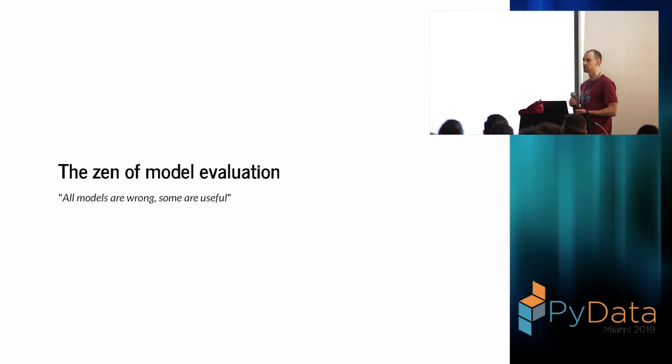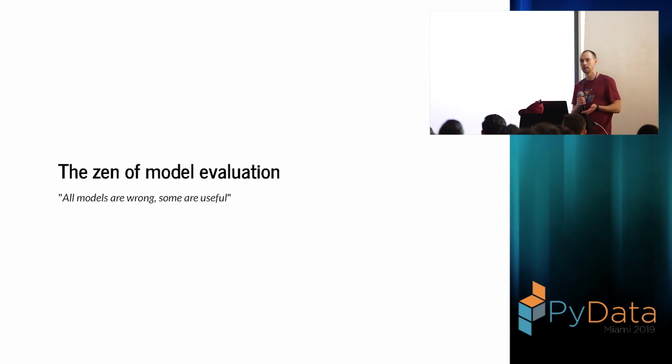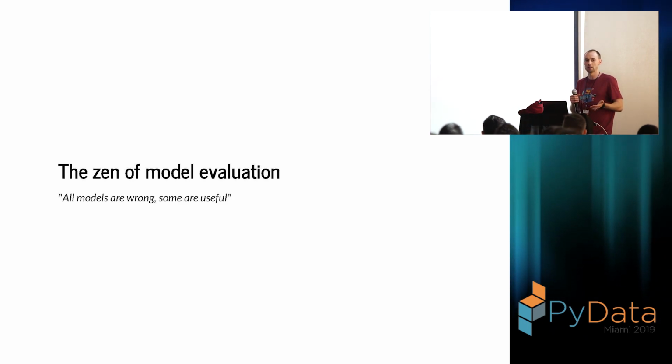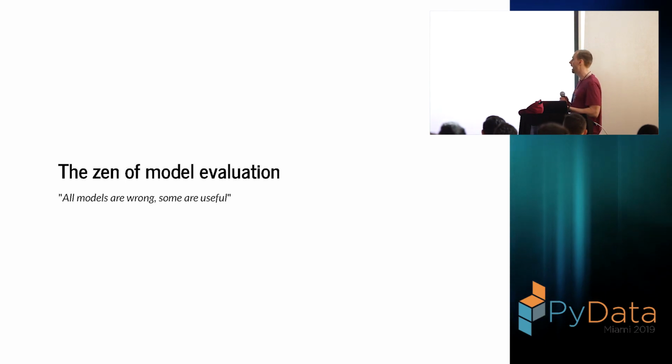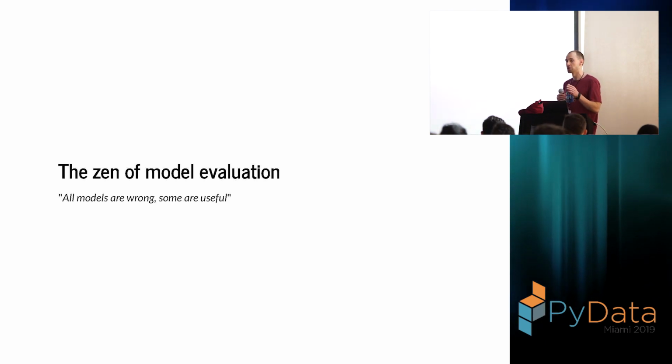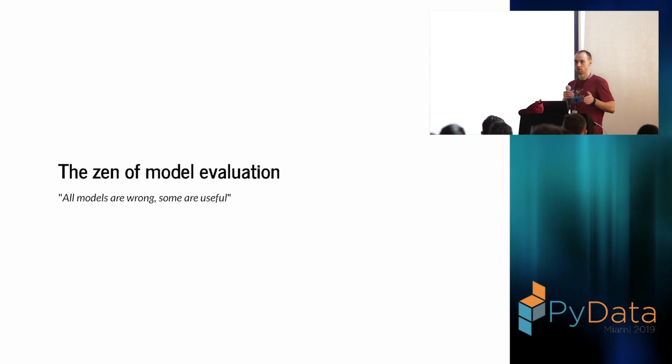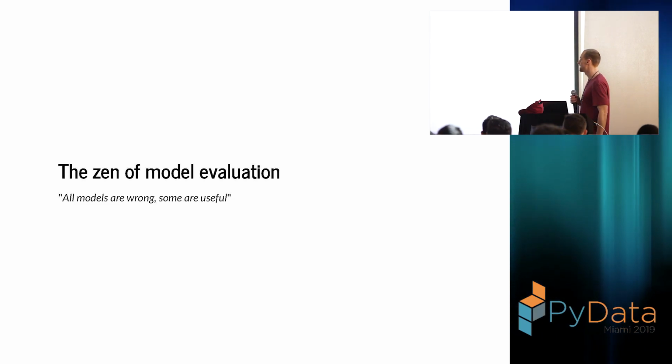And that's the key to this talk, right? We know that our models are wrong, but we can tolerate a little bit of error in production, right? We can tolerate a little bit of error in practice. But being able to discern how much is too much, that's the key.